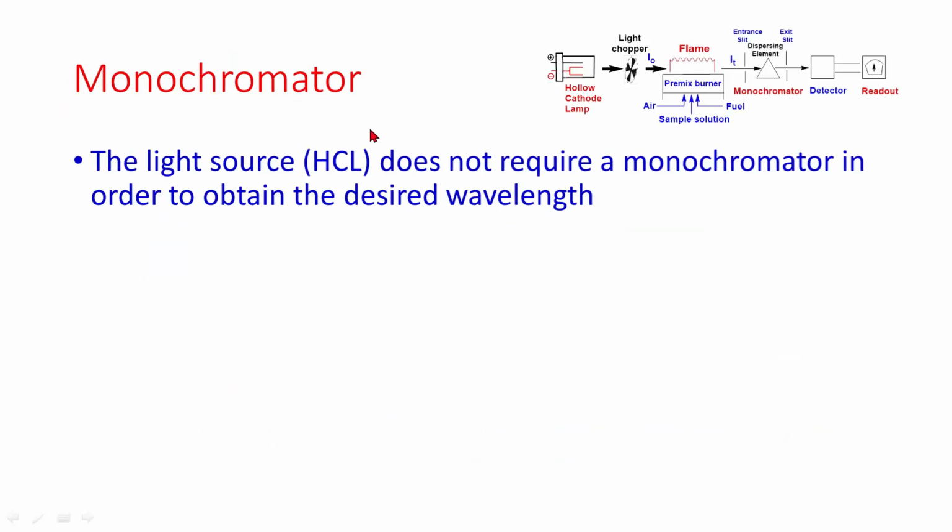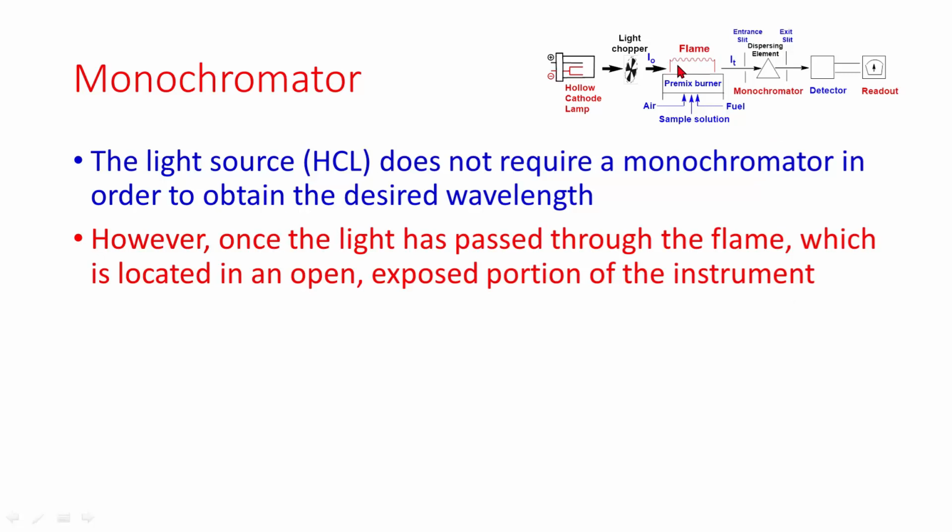Next part is the monochromator. A hollow cathode lamp does not require a monochromator to obtain the desired wavelength, as its cathode is made up of the element which is to be analyzed in the spectrophotometer.